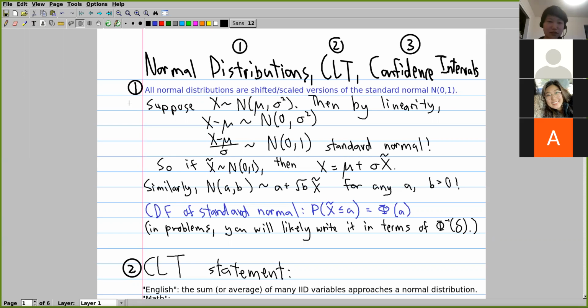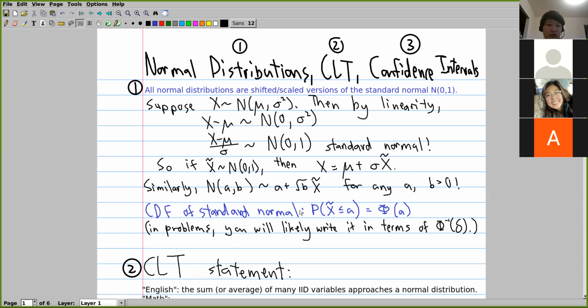So here's a very short sketch, not really a proof, of why they're all shifted versions. Suppose we have a normal distribution with some mu and some sigma. Then if we subtract away mu, it's going to be centered at 0. And if we divide out the sigma, it's going to turn into a standard normal. So we can also write it as mu plus sigma times x tilde, where x tilde is the standard normal. And similarly, for any constants a and b, we can always write it as a shifted and scaled version of the standard normal.